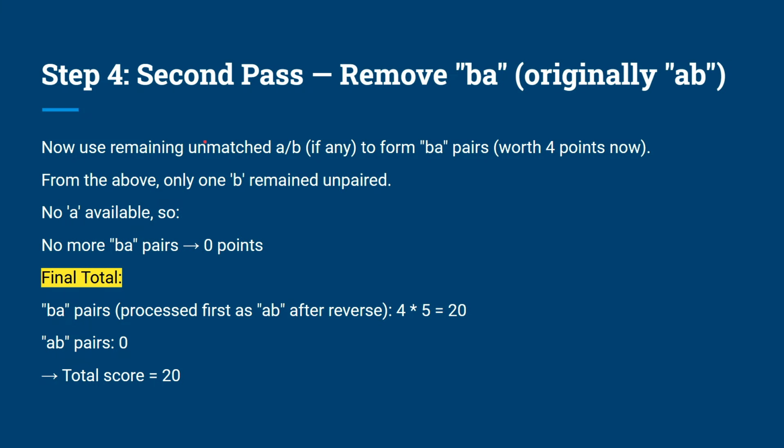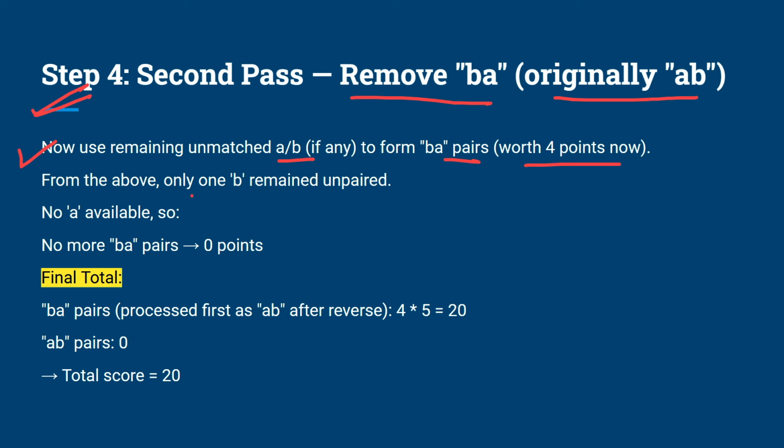Similarly, understand the second pass. In the second pass, we'll remove BA now, originally called AB, right? Just the reverse of that. So now we use the remaining unmatched A by B to form BA. So it's worth 4 points now.